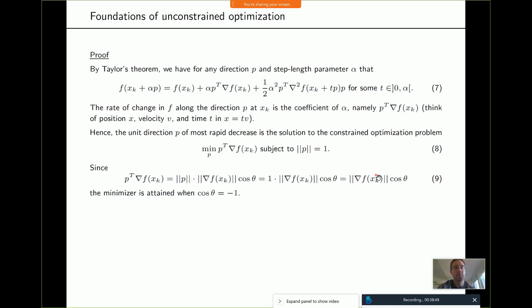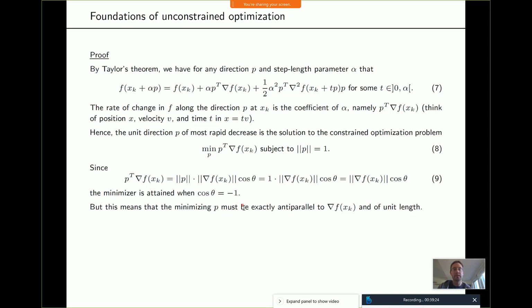The gradient norm, the length of the gradient, is of course something positive, and the cosine function just varies between -1 and 1. And then, because this doesn't depend on p anymore, the smallest value that you can get is that the cosine of the angle between p and the gradient assumes the value -1, because that's the smallest value that a cosine function can take on.